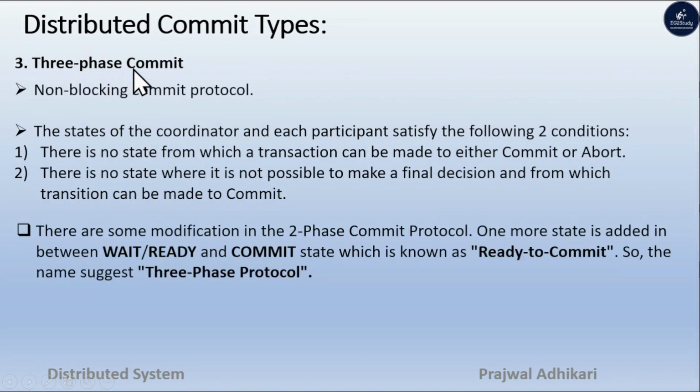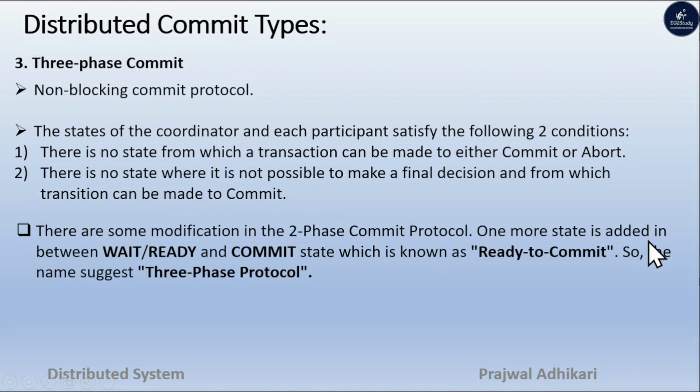Now, the three-phase commit protocol. A three-phase commit protocol is a non-blocking commit protocol. The states of the coordinator and each participant satisfy the following two conditions in the three-phase commit protocol. There is no single state from which a transition can be made to either commit or abort, and there is no state where it is not possible to make a final decision and from which a transition is made to commit. In the three-phase commit protocol, a modification is done to the two-phase commit protocol.